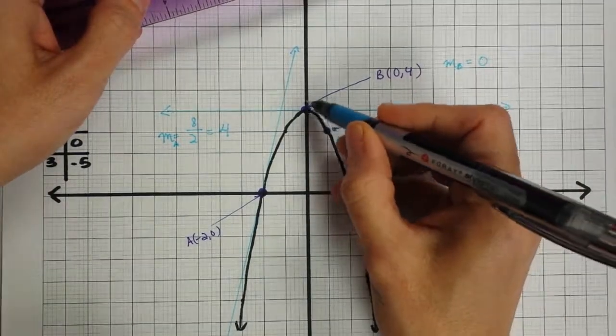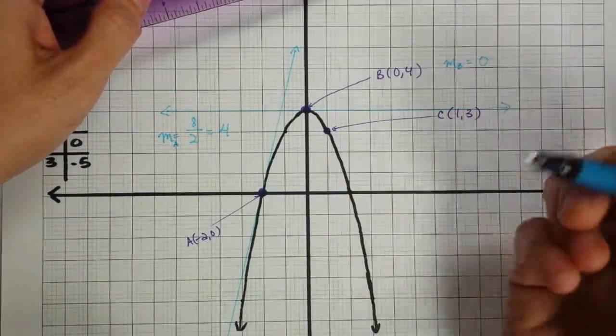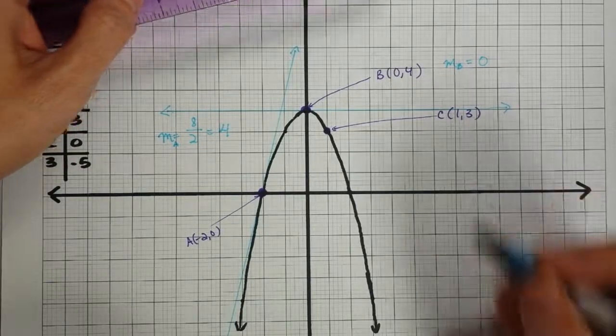That's because your rise is 0 and your run can be 1 or 2 or 3. So you have 0 divided by something, which is 0. Okay, let's do this last one.